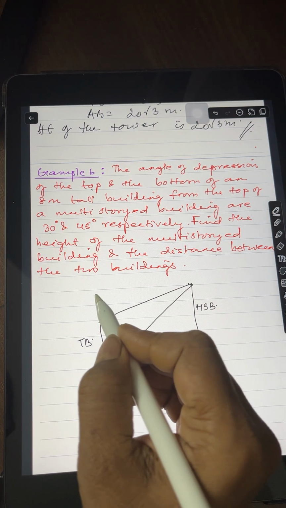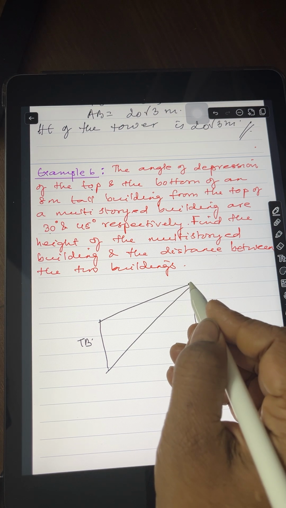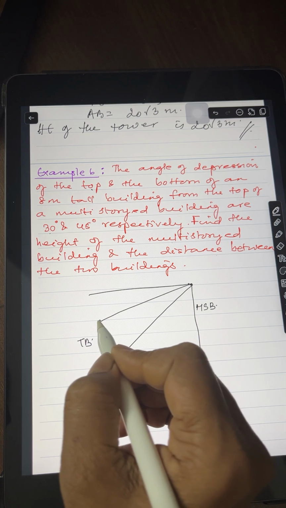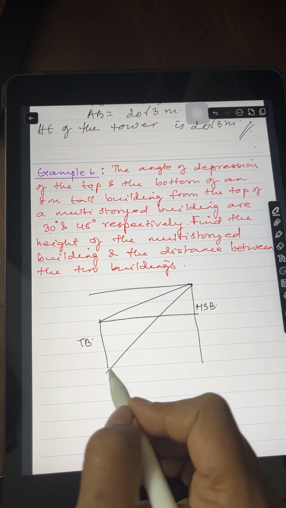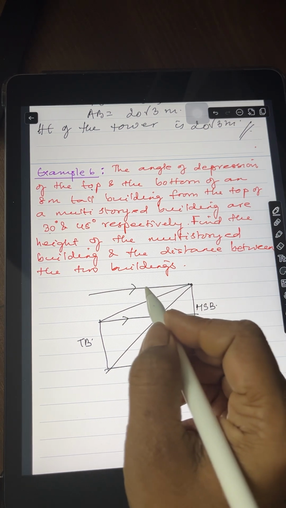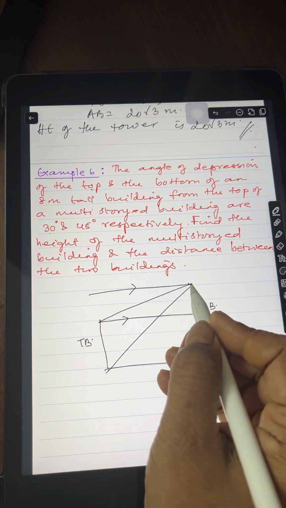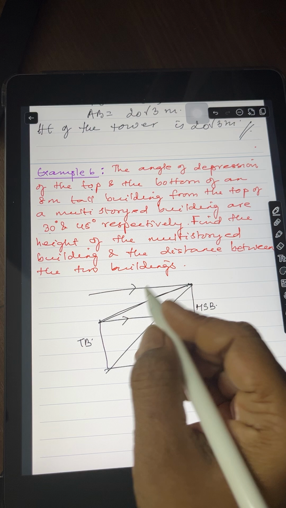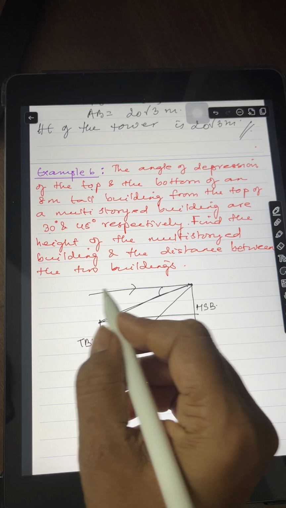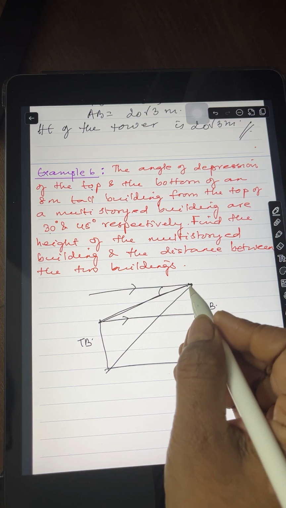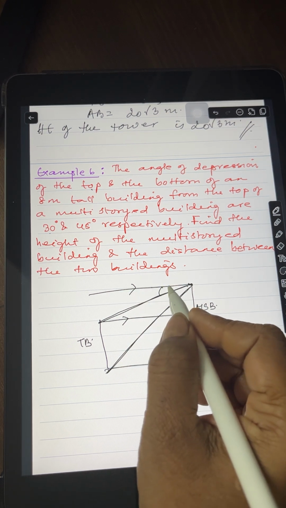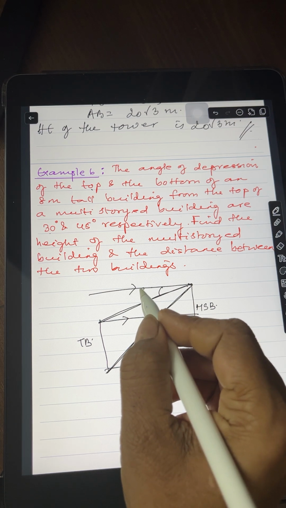So which is the horizontal line here? For depression, the horizontal line is always on the top. Okay, horizontal line. This is another line, and here this is another line. You will have to make them parallel lines. Where is the horizontal line? It is this, and this is the line of sight. So the angle between the horizontal line and the line of sight will be one angle. Then again, the horizontal line and the next line of sight. The angle between this and this is the angle.